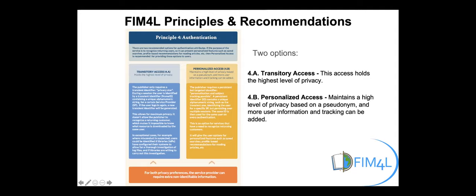To safeguard users' privacy, the library needs to ask itself two questions. First one, technical. Does the website offer personalization? If so, then choose 4B, personalized access, which is based on a pseudonymous identifier, which is known by the library, but not by the publisher. Otherwise, you can choose 4A, which is called here transitional access. This is based on a completely anonymous identifier.